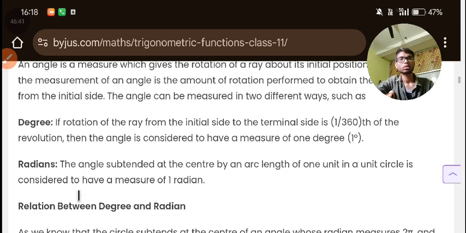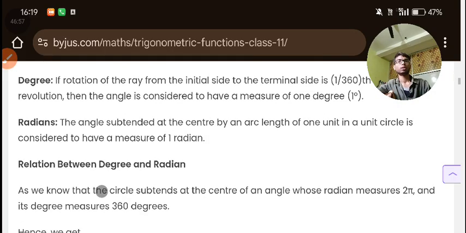Then radians. So here we are understanding how to measure angles. Angles can be measured in two different ways: first is degree and second is radians. The angle subtended at the center by an arc length of 1 unit in a unit circle is considered to have a measure of 1 radian.